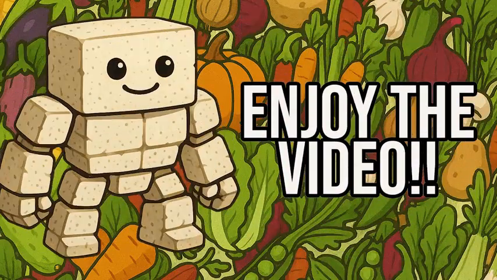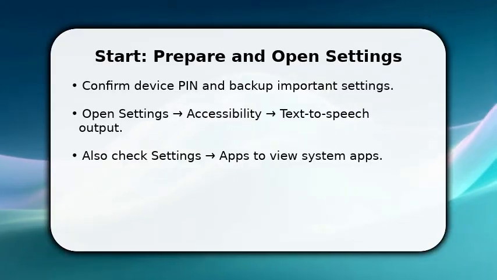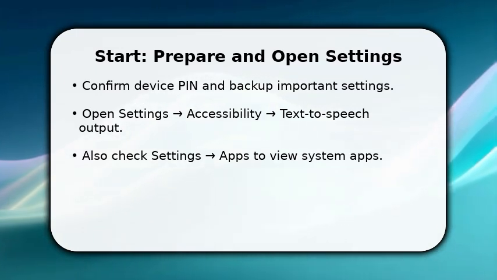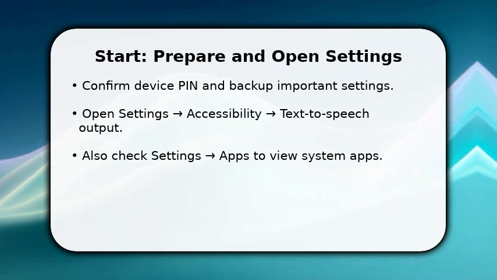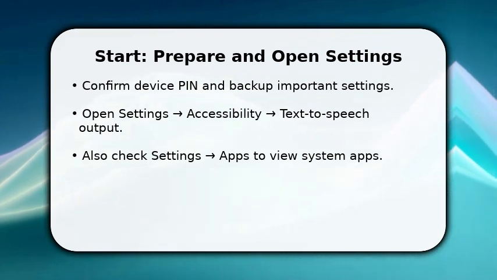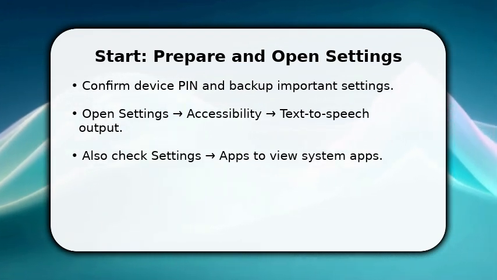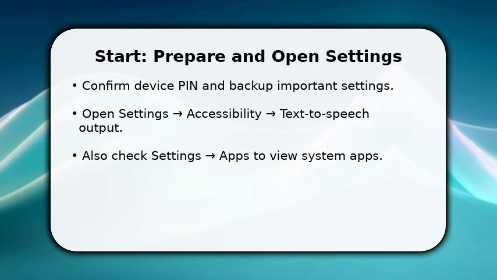Please enjoy the video. You start by unlocking the phone and confirming you can access system settings. This avoids interruptions. Open Settings and go directly to Accessibility, then Text-to-Speech output so you can see the active engine and rate options. Once there, note the current default engine name.